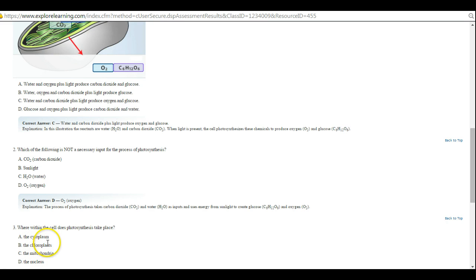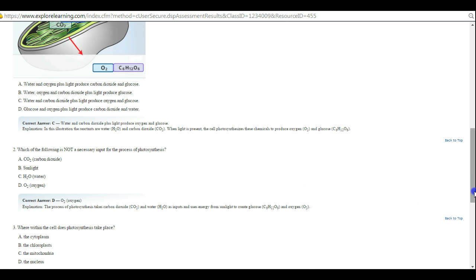The chloroplasts. A very, very special organelle that exists only in plant cells, and it is there that the chemical chlorophyll resides, and that pigment, a magical pigment, actually traps sunlight and allows plants to create sugar from that energy. Quite an amazing substance and quite an amazing organelle, the chloroplasts. So that answer was B.